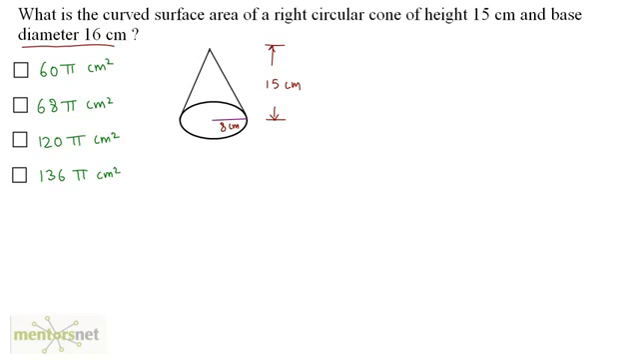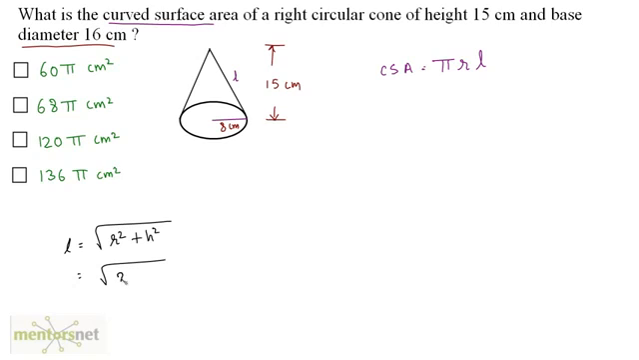Now, what is asked? We have been asked the curved surface area. Well, the curved surface area of a cone is equal to pi times the radius of the base times the slant height. Now this is the slant height and we don't have it. So let us calculate the slant height. The slant height of a cone is equal to the square root of r square plus h square. So we can calculate it.